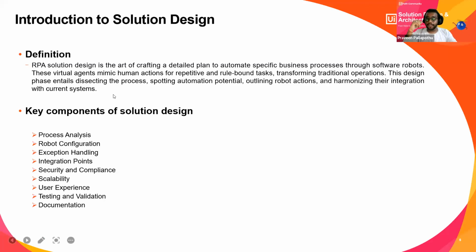At the same time, we also need to consider the robot configurations, whether we are going with a single bot architecture or a multi-bot architecture, what kind of schedule we are planning for this bot, and what kind of impact it is going to bring if it breaches SLA. We need to handle all those things properly.